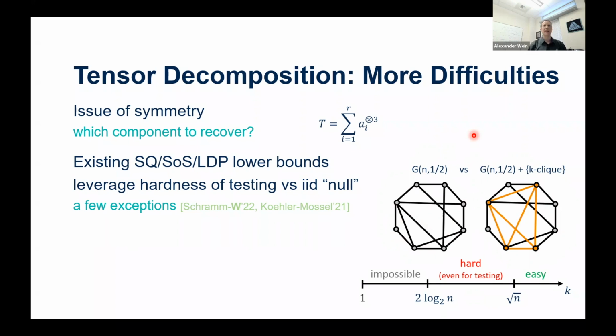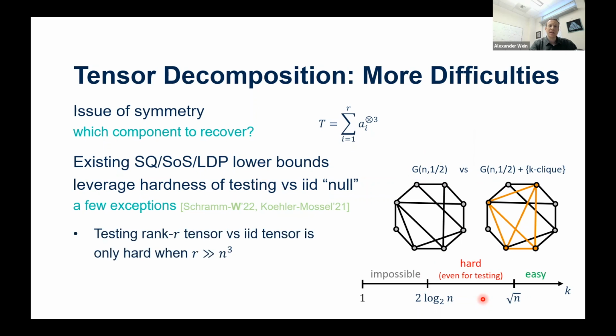Does that make sense? And so on a technical level, really all the existing techniques we have are leveraging some kind of hard testing problem of this form, where crucially the null distribution has independent coordinates, right? So here the edges are independent. Luckily for planted clique, this testing problem does turn out to be hard in this entire regime, which lets us say that finding the clique should also be hard there.